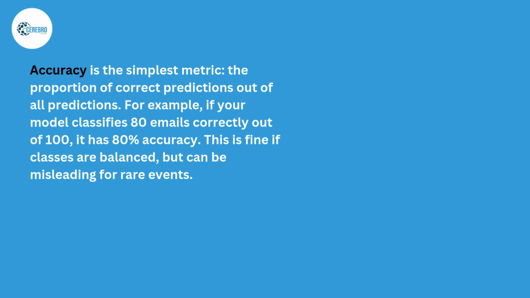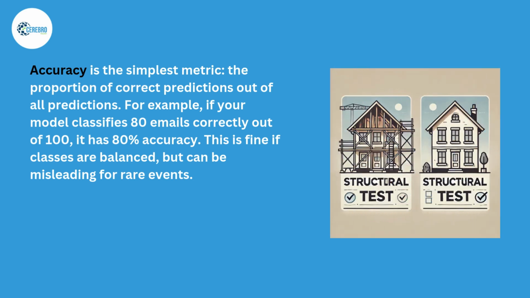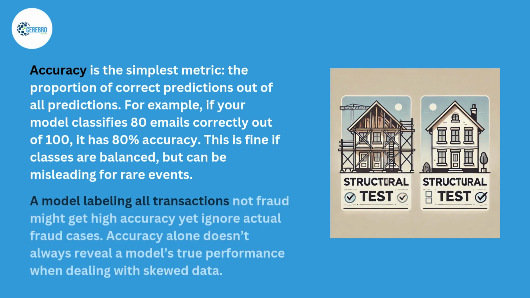Accuracy is the simplest metric, the proportion of correct predictions out of all predictions. For example, if your model classifies 80 emails correctly out of 100, it has 80% accuracy. This is fine if classes are balanced but can be misleading for rare events. A model labeling all transactions not fraud might get high accuracy, yet ignore actual fraud cases. Accuracy alone doesn't always reveal a model's true performance when dealing with skewed data.